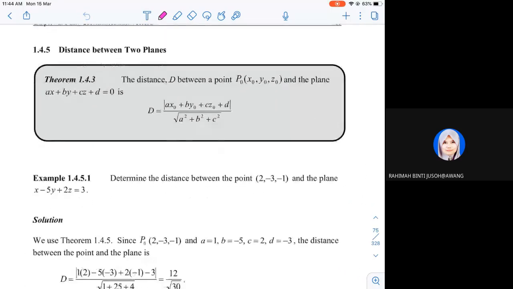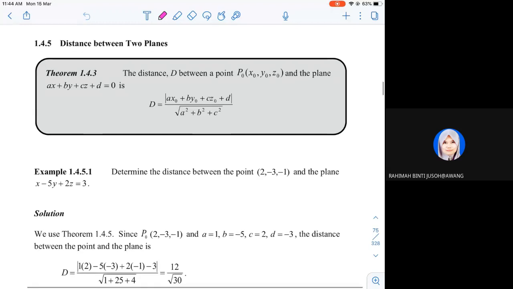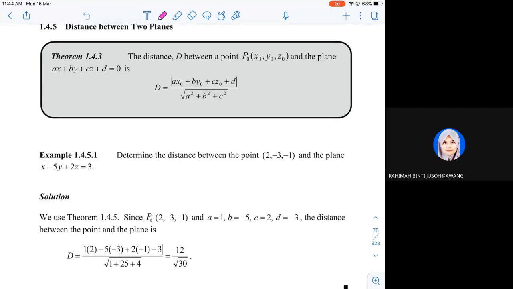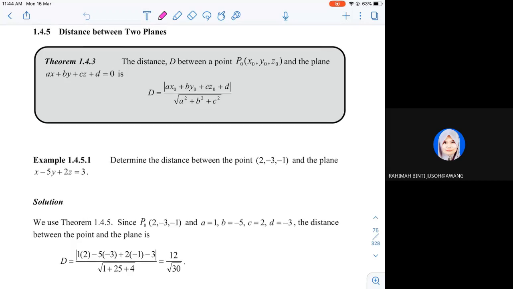Okay, distance between two planes. Alright, let's say, kalau yang ni, it will be easy lah. Kalau distance between two planes, we need to have a point P0, and then of course lah, you kena ada satu vector.